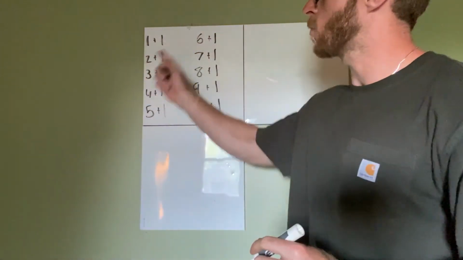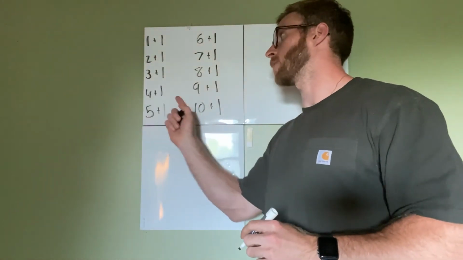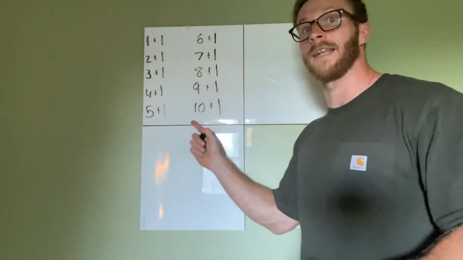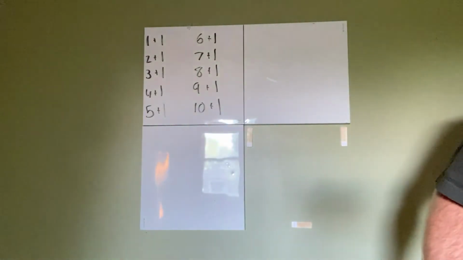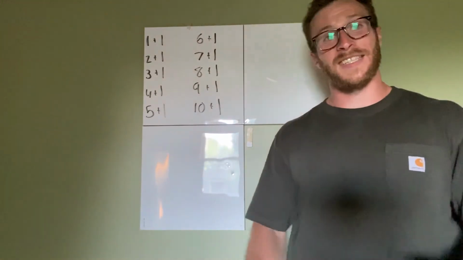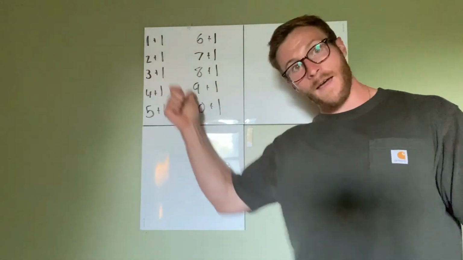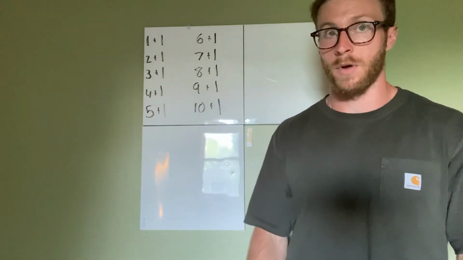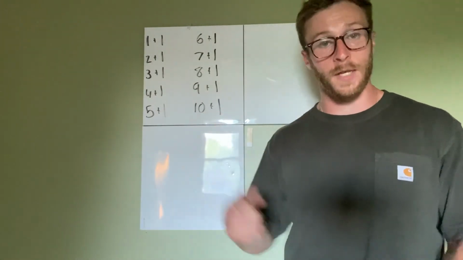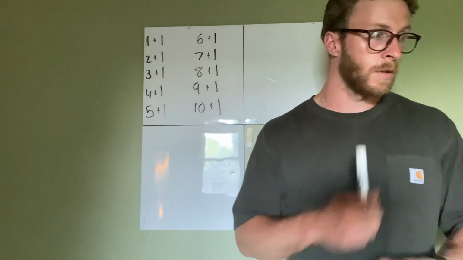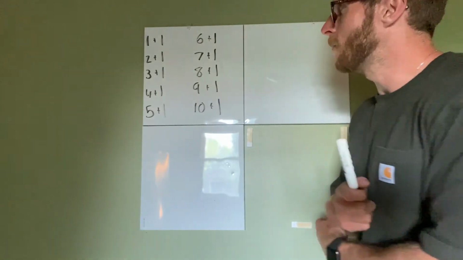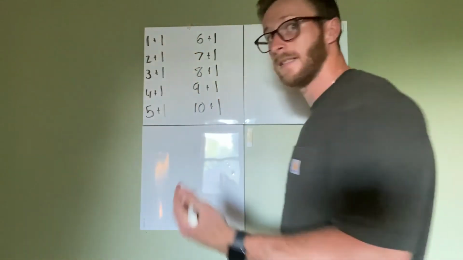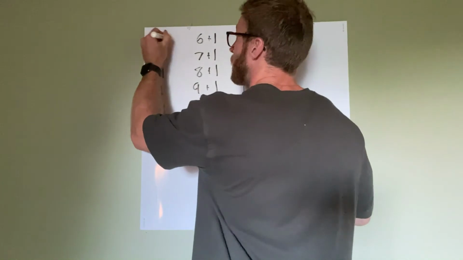So now we have 1 plus 1, 2 plus 1, 3 plus 1, 4 plus 1, 5 plus 1, 6 plus 1, 7 plus 1, 8 plus 1, 9 plus 1, and 10 plus 1. Okay, what is the same about every single one of these equations? Last time we said plus 0. What's the same with all these? We did plus 1. So this time they're all plus 1. Let's see if we see a pattern in the answers.